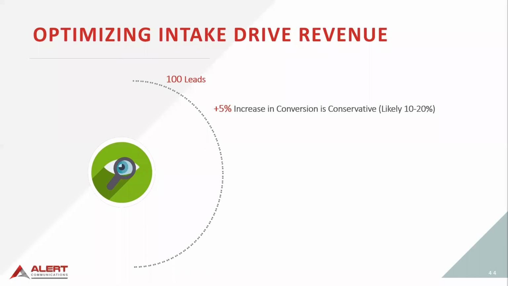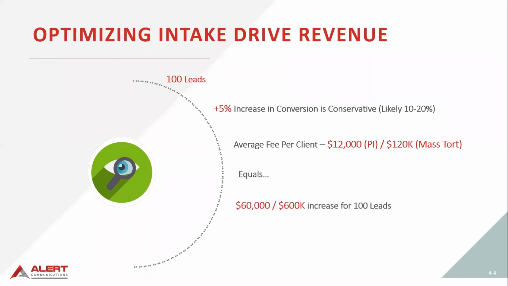And generally, by the way, we're usually improving those 10 to 20%, and so can you, which is a lot of different leads. If the average fee per client for PI is $12,000, and the average fee for mass tort is $120,000, and you improve that just 5%, that equals $60,000 more revenue, or a $600,000 increase with just 100 leads. But if it's more like 10, 15, or 20%, these are significant numbers.